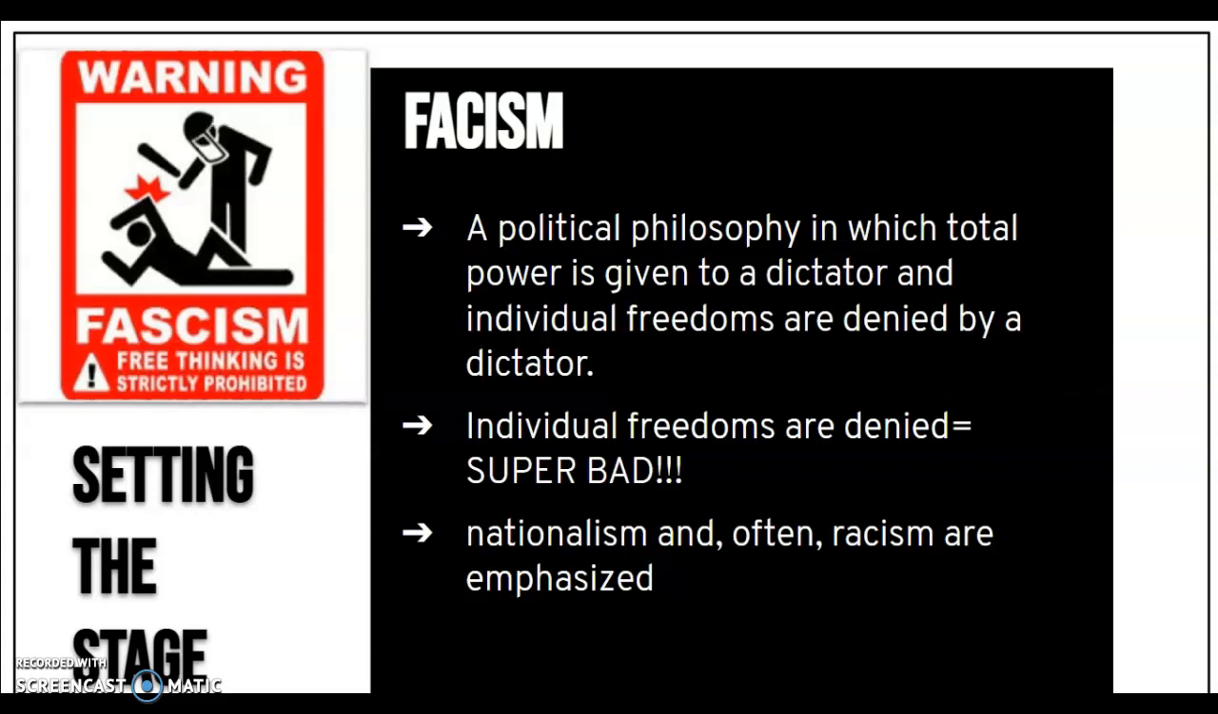As we begin speaking of Adolf Hitler, it is important for us to discuss the term fascism. Fascism essentially is a political philosophy in which total power is given to a dictator and individual freedoms are denied by that dictator. Nationalism and often racism are emphasized and promoted.